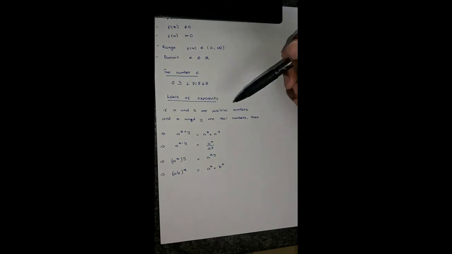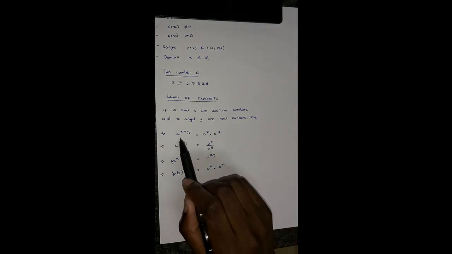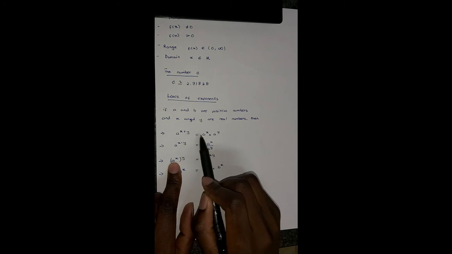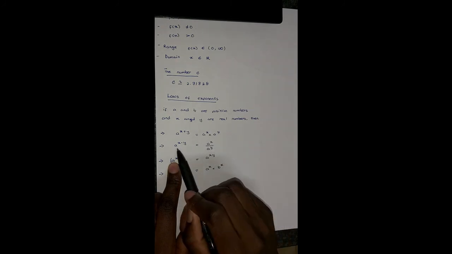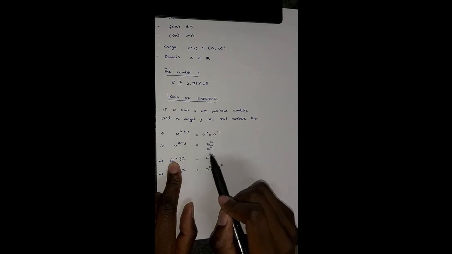Okay, so for laws of exponents, let's take a and b, which are positive numbers, and assume x and y are real numbers. Then, when you have a situation like that, a to the power of x plus y is equal to a to the x times a to the y. And then a to the power of x minus y is a to the x over a to the y.